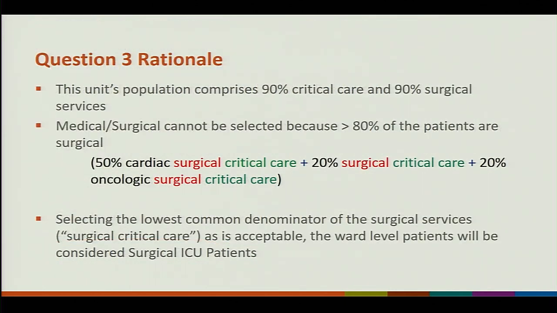All right, so some of the rationale here. This unit's population comprises of 90% critical care and 90% surgical services. So, like I said, when we apply the NHSN 80% rule, you first apply it to the acuity level, and then you cascade down and apply it to that service type. So when we do that, we establish that 50% cardiac surgical critical care plus 20% surgical critical care and 20% oncological surgical care gives us 90% of the same acuity and 90% of a specialization of surgery. So if you just select a general surgical critical care unit, that can also be acceptable in this definition because you meet that definition by selecting the lowest common denominator when it comes to subspecialty.